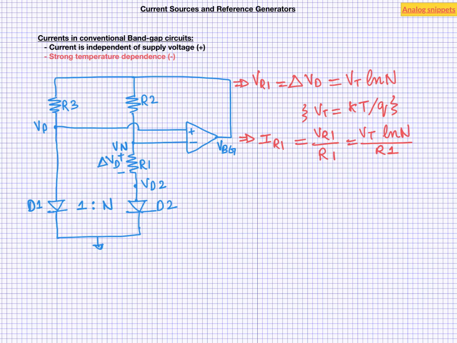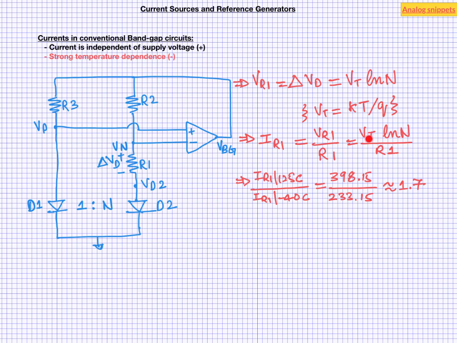To get a better idea, let's compare the currents at extreme temperatures. The ratio of currents will be simply the ratio of absolute temperatures. And if our temperature limits are minus 40 C and 125 C, then this ratio is almost 1.7. So that is almost a 70% increase in the current just because of temperature. And we haven't even talked about process variations.